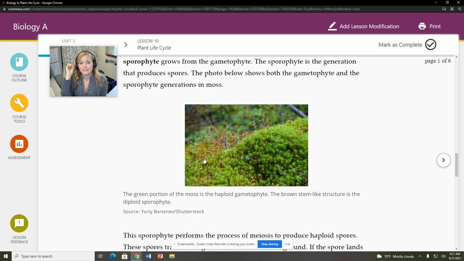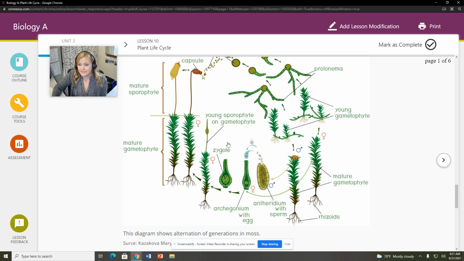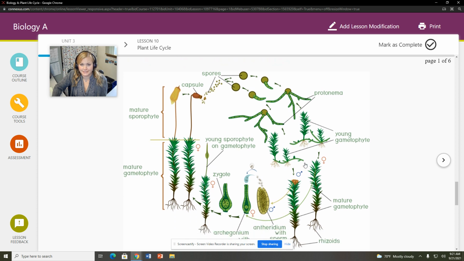And so when they make these spores, the spores blow away in the wind and they find a place to land and they grow into a brand new gametophyte, a brand new moss plant. And so that is the end result of reproduction in the moss. So what we see here in this little cycle picture is you see that happening.